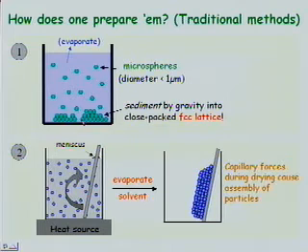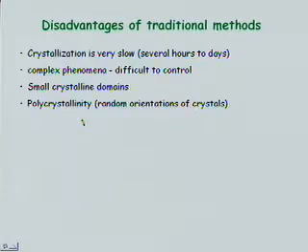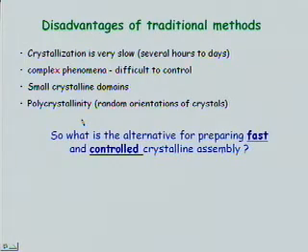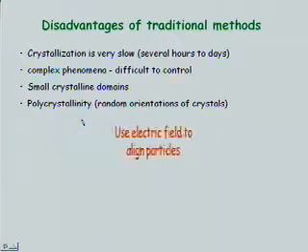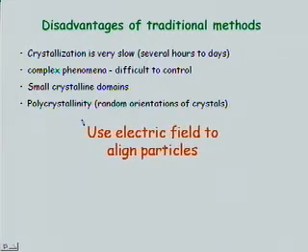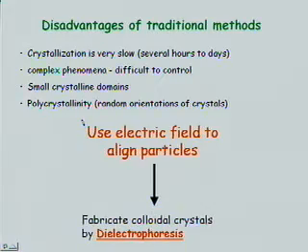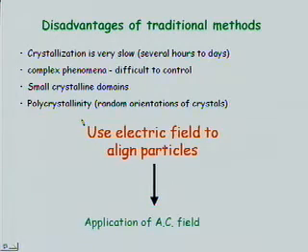As you can see, these processes have a number of disadvantages, such as this crystallization is very slow, and you form very small domains of crystals of the order of a couple of microns or tens of microns, and these are usually polycrystalline, and this actually kills your purpose. I mean, why do you want to make them? So we want an alternative by which we can prepare these colloidal crystals fast and in a controlled fashion. So that's where the use of electric field comes into the picture, and particularly I'll be talking about dielectrophoresis, which means you will apply this alternating field across your particles.